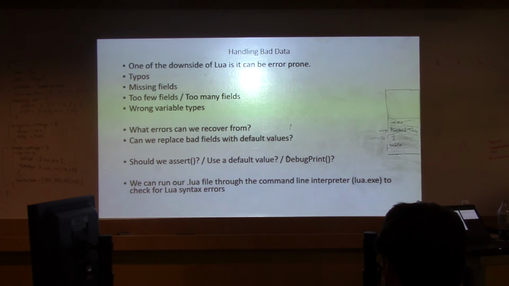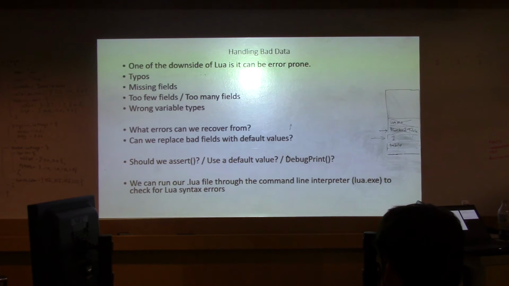So the question comes down, when you're doing this: should we assert? Should we use default values? If the mass isn't in the physics settings, do I just set them all to 1? I don't know. Or do we have debug prints? I think ideally you debug print and then exit out is what you can do.